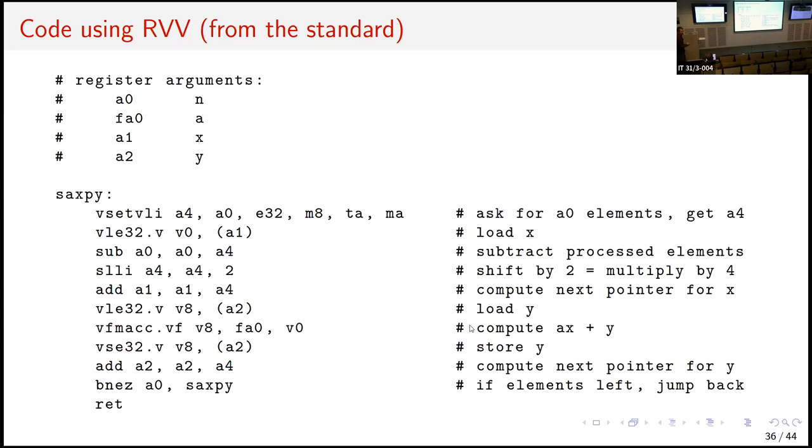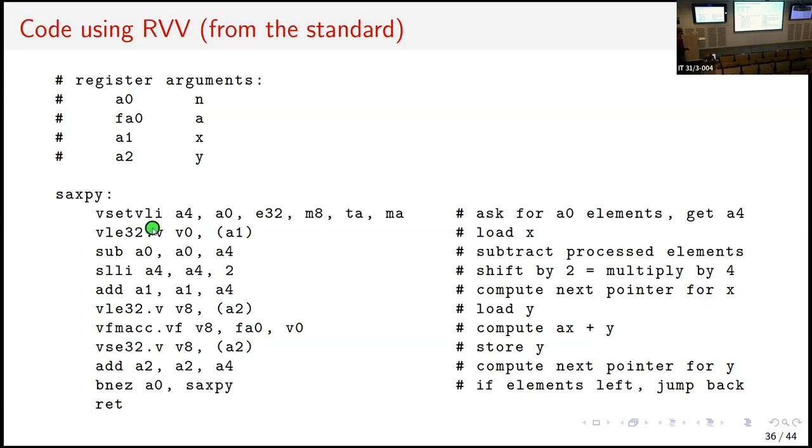So let's look at some more assembly code. That's actually copied from the standard. So that is handwritten assembly code this time, it's not coming from the compiler. How does this work in practice? The same routine as before. We are again doing a scalar, which is in the FA0 register, x, which is a vector, we have an address, y, which is another address, and then we do the computation to compute ax plus y.